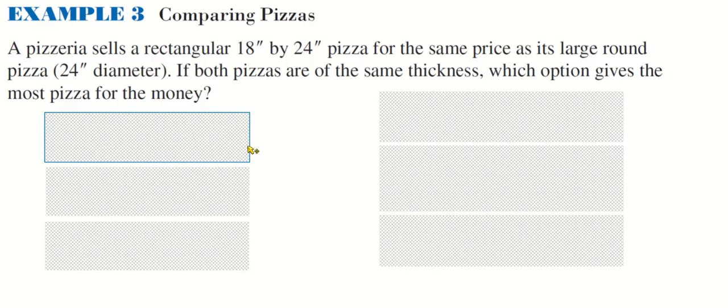A pizzeria sells a rectangular pizza with those dimensions for the same price as its large, round, obviously circular pizza, 24 inches in diameter. If both pizzas, oh, I love this. Man, that's really covering your bases. If both pizzas, just making sure that's being said, if both pizzas are the same thickness, if that's not a factor, which option gives you the most pizza for the money?